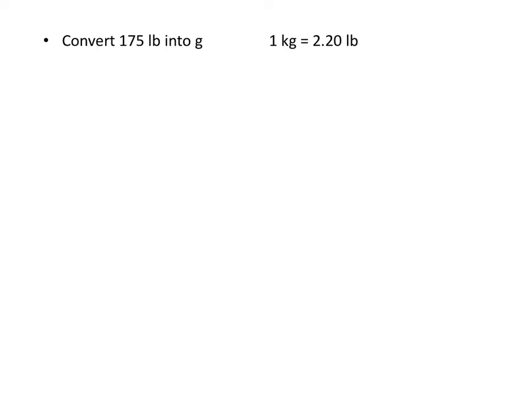So the conversion factors I need are 1 kilogram is 2.20 pounds that they gave me, and then I know that 1 kilogram is 10 to the third grams. Remember, kilo is one of the prefixes that I'm asking you to know. And so I think now I have all the conversions I need in order to do this problem.